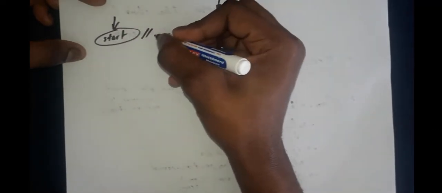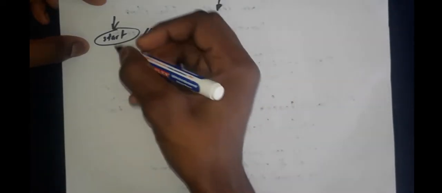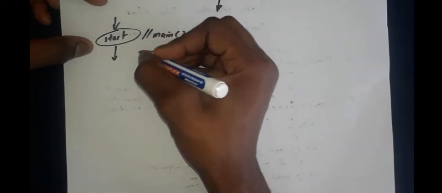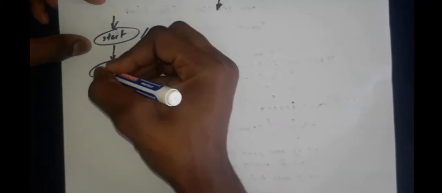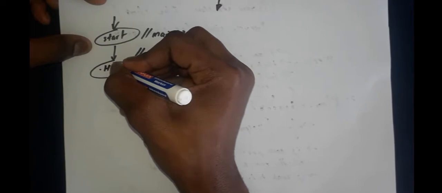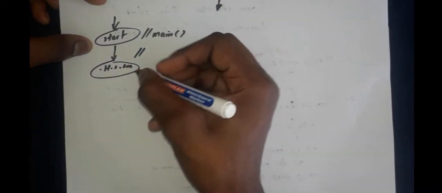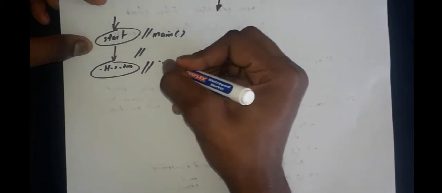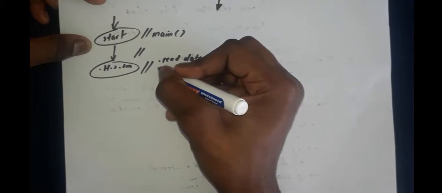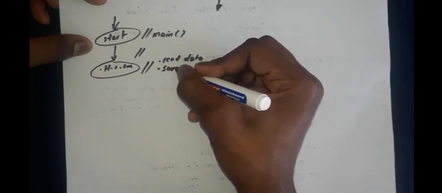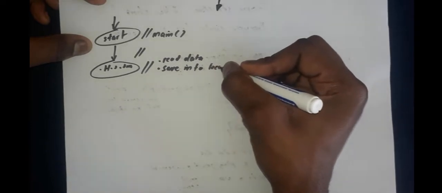At start, this is going to open your main function. When it opens your main function, it's going to open your high score text file. After opening the high score text file, what's going to happen? Read data and then save it into local variables.